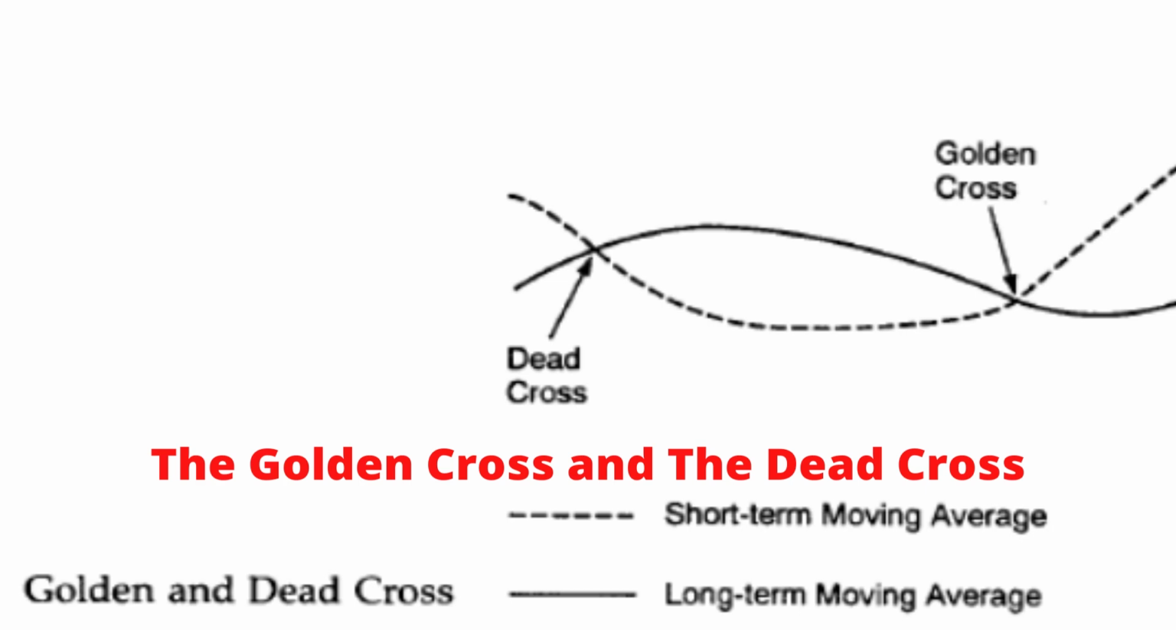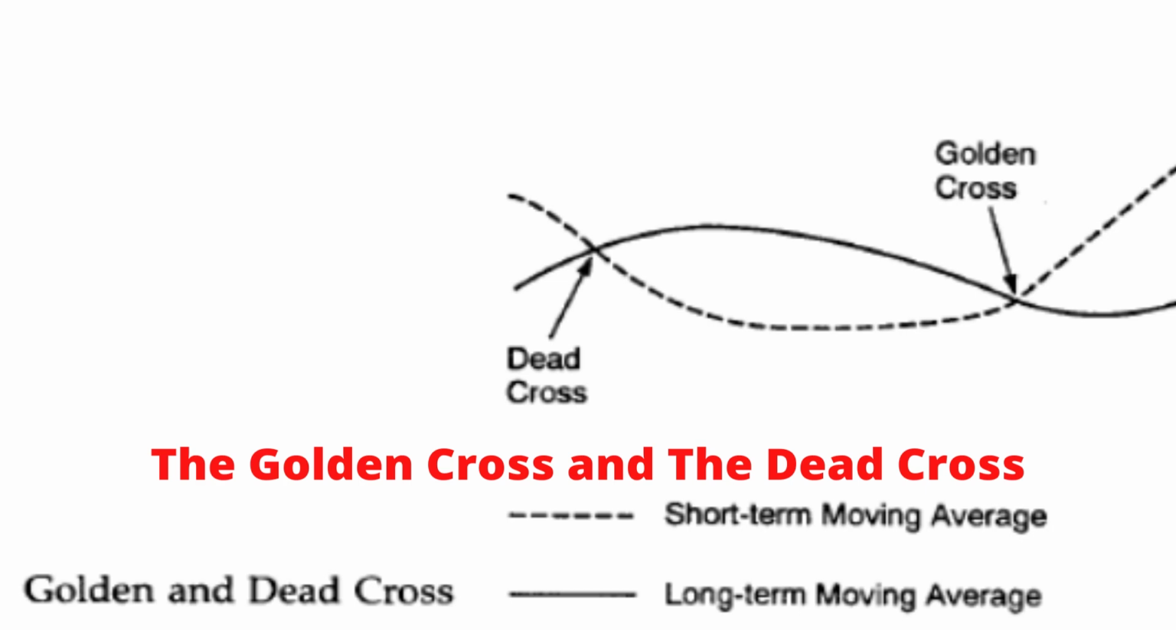However, just as in the West, many Japanese traders have their favorite moving averages. The Japanese use dual moving averages in which they compare short and long-term averages. For example, they will compare the 13-week and 26-week moving averages.